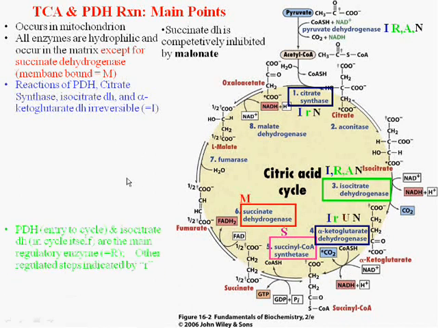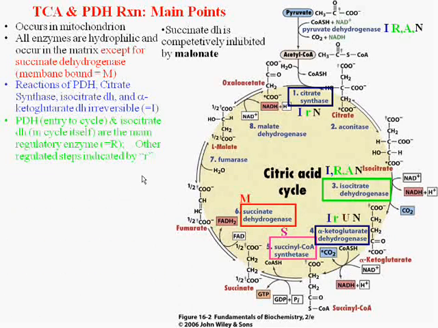And thus, they also are the main control reactions, right? So all the reactions that are irreversible are also controlled. But which are the main control reactions? The main control reactions are the PDH reaction, the gateway reaction, and the isocitrate DH reaction.